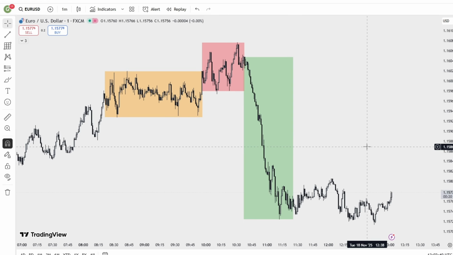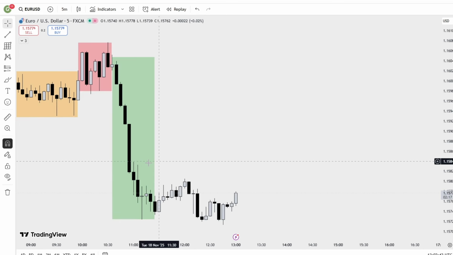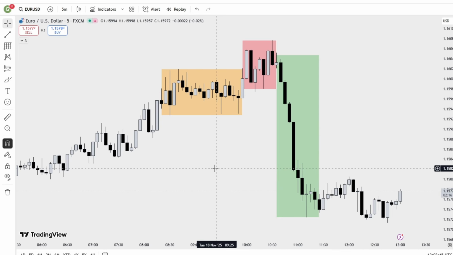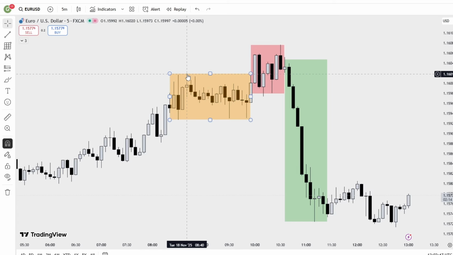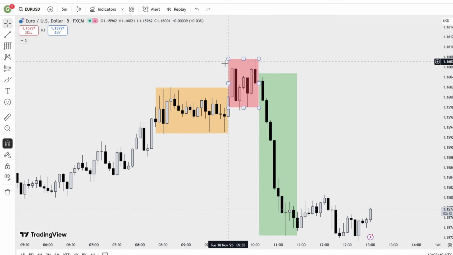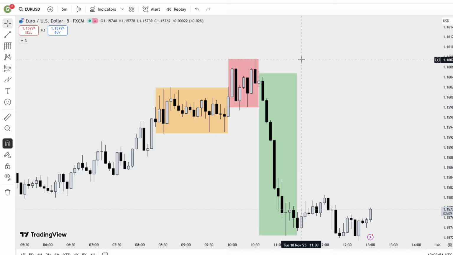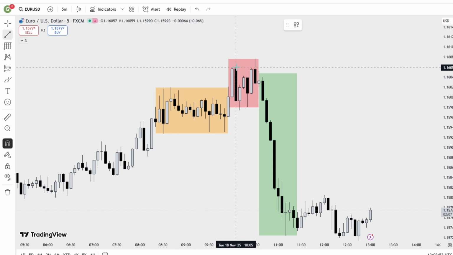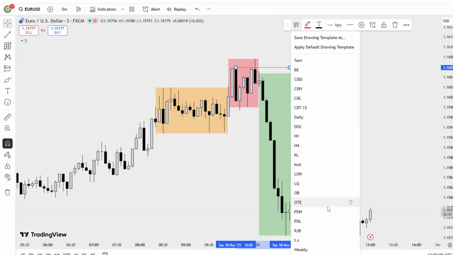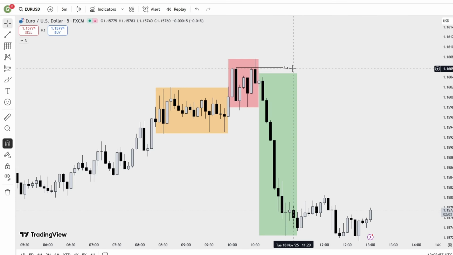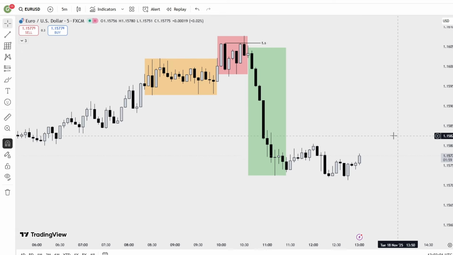Anyway, go to 5 minutes. It's easier to see what I'm talking about. Accumulation. Then price manipulation grabs all the liquidity. Turtle soup here if you want it. Turtle soup is the same thing, a manipulation. So we have the turtle soup here, and then we have the distribution phase here.